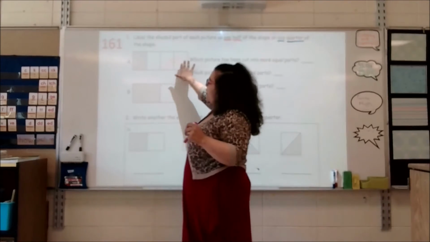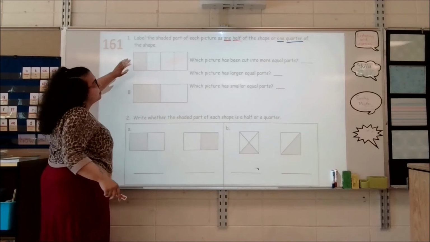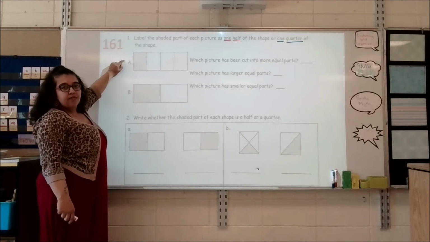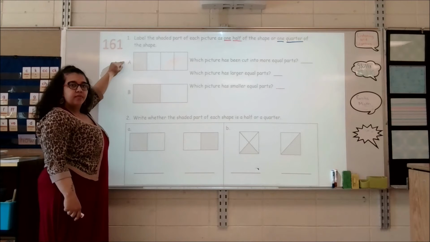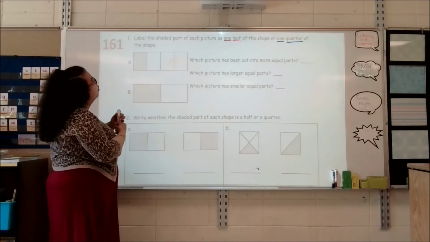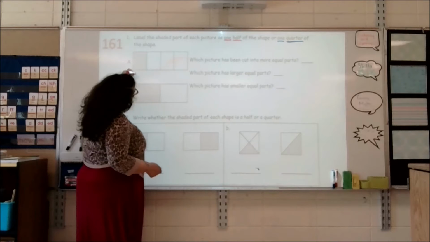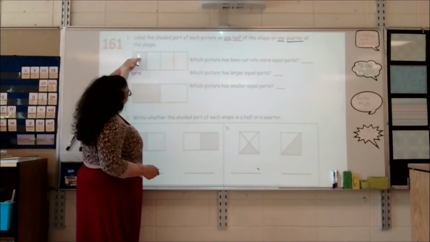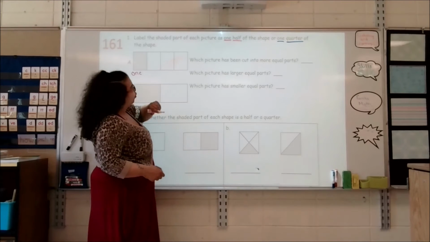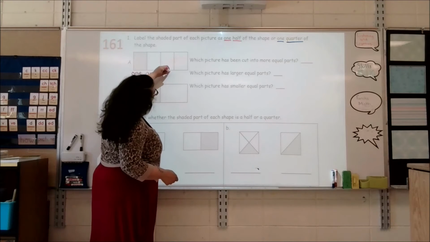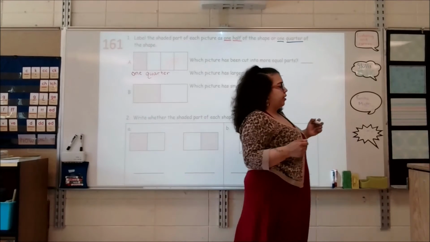So back to the question. Which part of letter A is shaded? 1/2 or 1/4? 1/4. Good. So right here we're going to label that 1, because it's one piece, one of the 4 quarter pieces. Q-U-A-R-T-E-R. 1/4. Good.